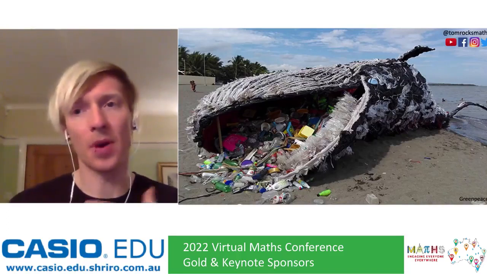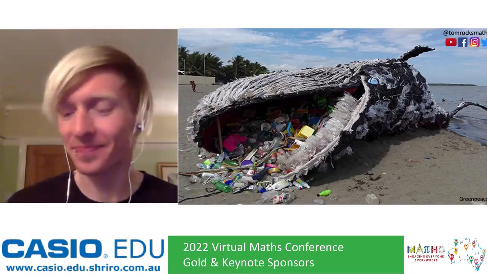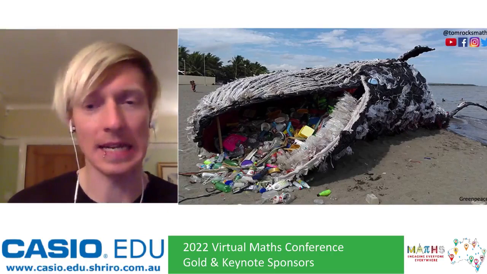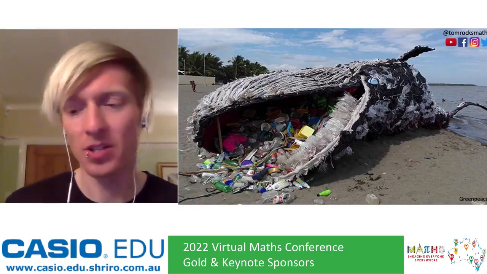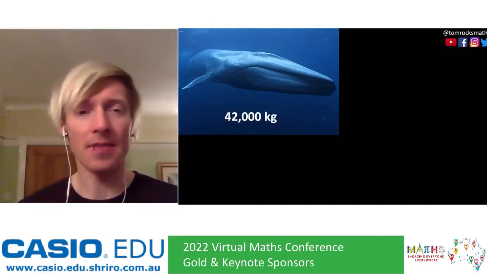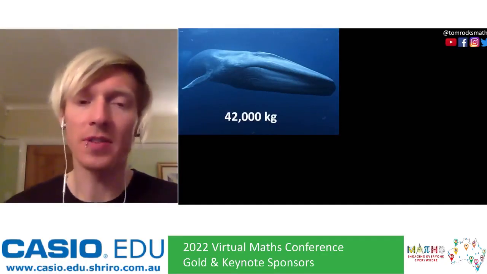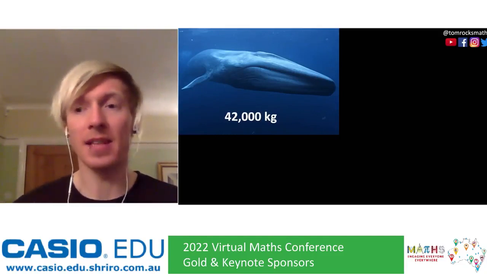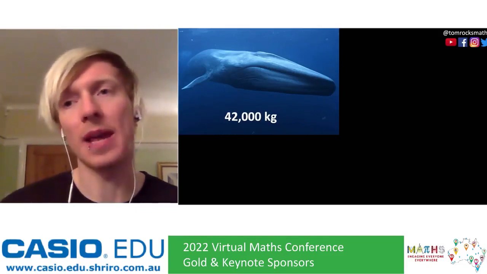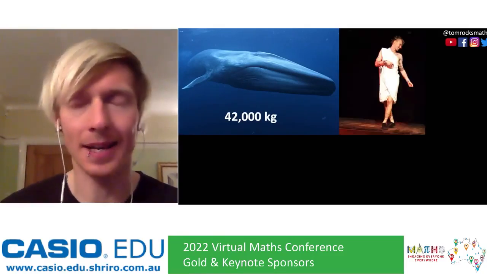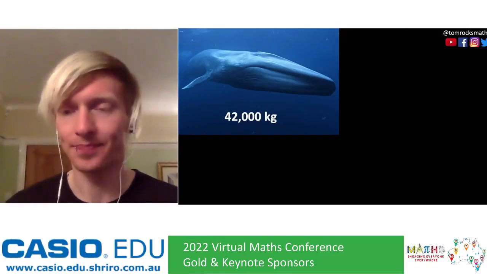Now, the opportunity to do some maths with this is to actually use some of the numbers, some of the data that relates to this whale. So the sperm whale that was found, they have an average size of 42,000 kilograms, which is the average for a sperm whale. And this whale was found with, I believe it was, 30 kilograms of plastic inside its stomach.